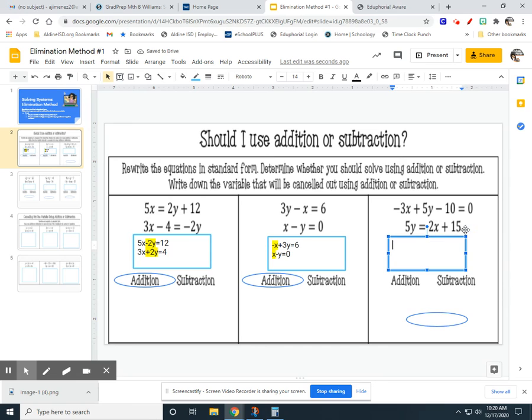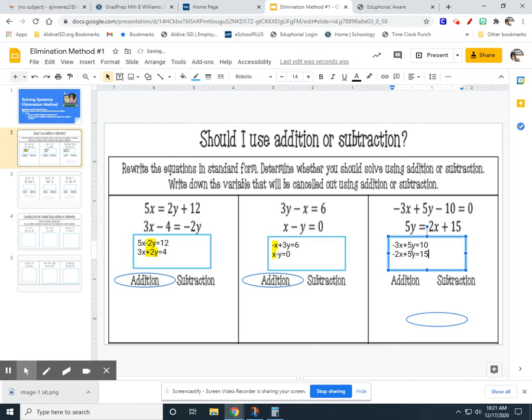All right, here I have -3x plus 5y equals 10. The only person who needs to move is the 10, and when I move it, it changes signs, so it becomes a positive. For the bottom one, I need to move the 2x, and I need to make sure that it goes in front of the 5y. So -2x, because it was a positive, and I'm changing it to a negative because I'm moving the side. So it's 5y equals 15.